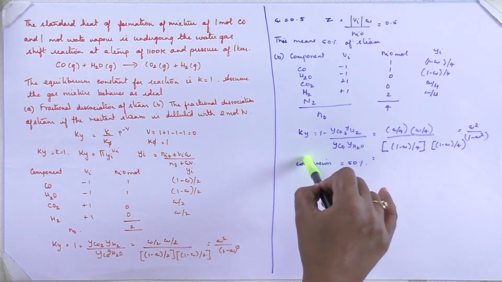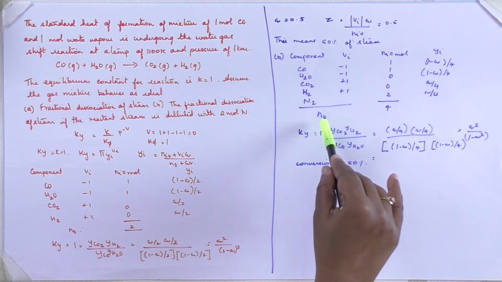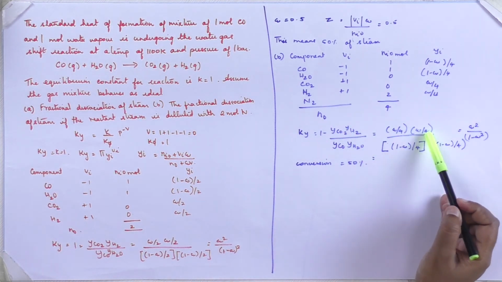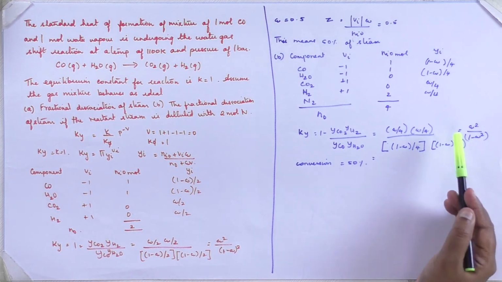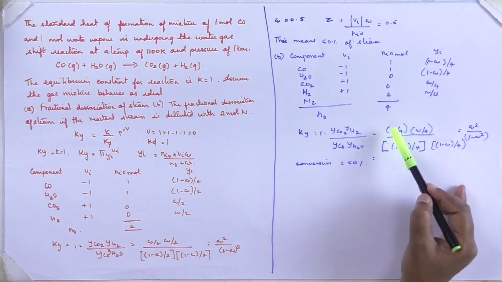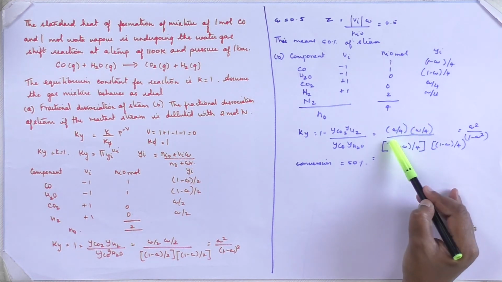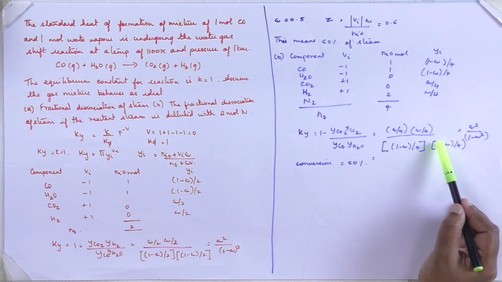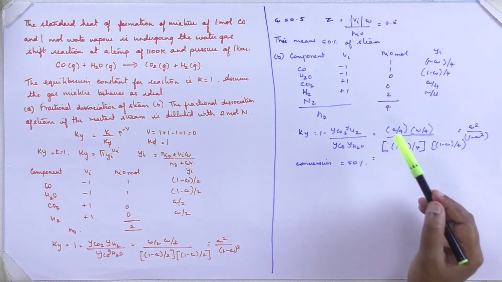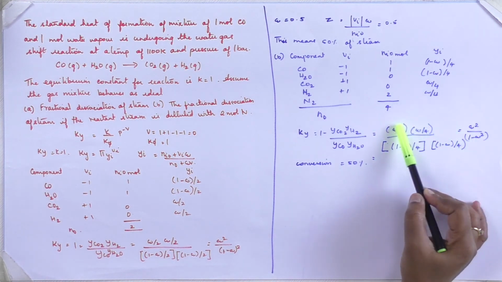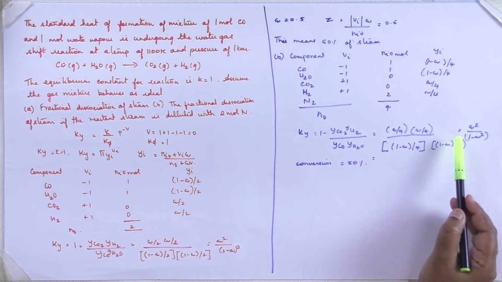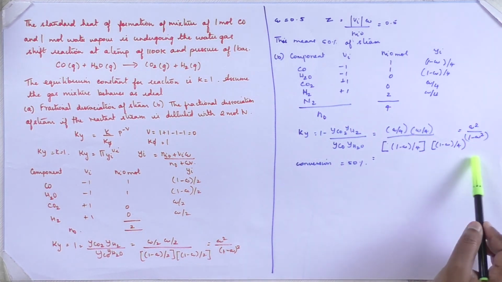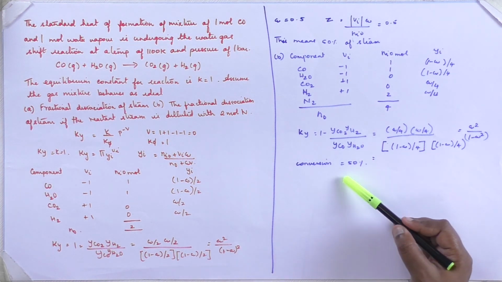Now we have to calculate the equilibrium constant, which is Ky equal to 1, the product divided by the reactant. We substitute the values of the product and reactant. We get this equation as epsilon divided by 4 into epsilon divided by 4 divided by 1 minus epsilon divided by 4 into 1 minus epsilon divided by 4. Simplifying this equation, we get epsilon squared divided by 1 minus epsilon squared. The fractional conversion of the water vapor is 50%.